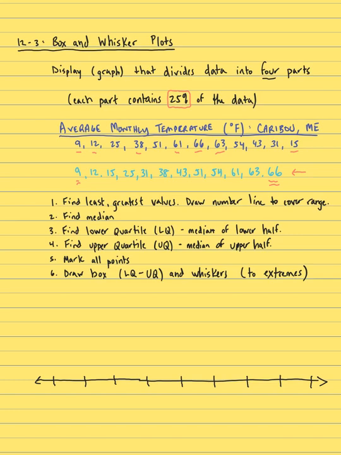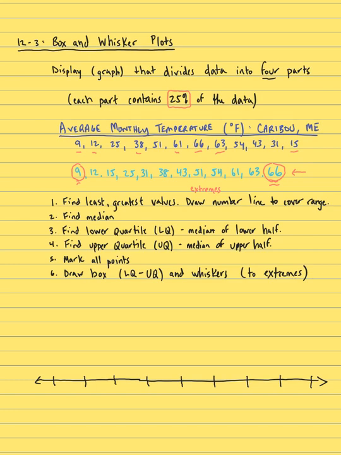Step 1, find the least and the greatest values. We tend to call these the extremes. So find the lower extreme and the upper extreme. There's the lower extreme, or the smallest value, the least value, and there's the upper extreme. And the other part of step 1 is to draw a number line and to appropriately label it so that we can fit all this stuff.